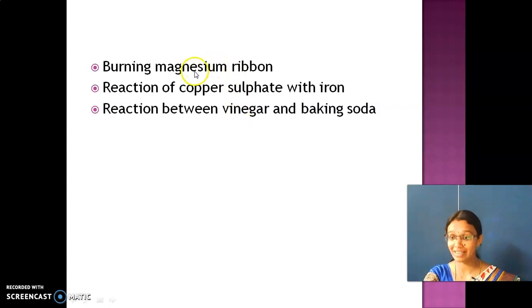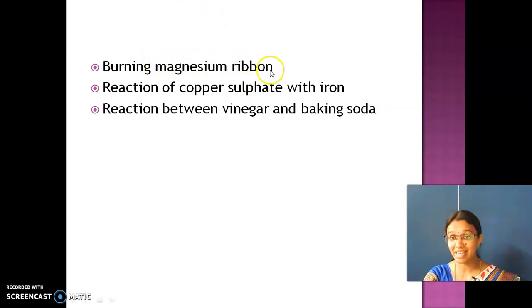Okay children, what are the 3 activities which we have seen? One is the burning of magnesium ribbon, the reaction of copper sulfate with iron, and the reaction between vinegar and baking soda, turning lime water milky. So what do these 3 reactions represent? What is the change which takes place over here? Whether it is a physical change or chemical change.